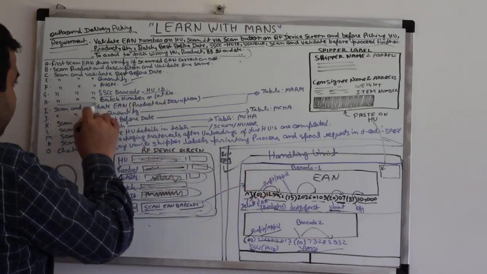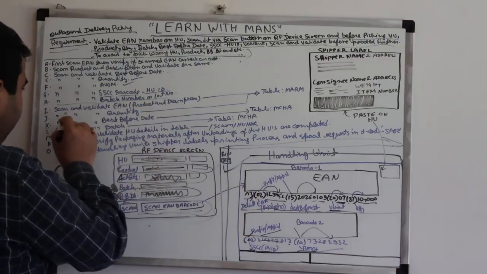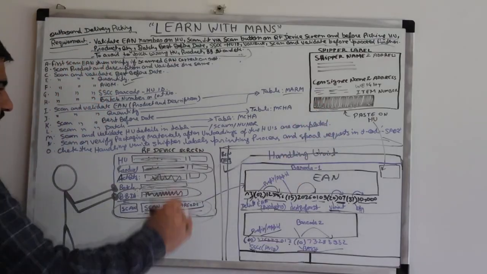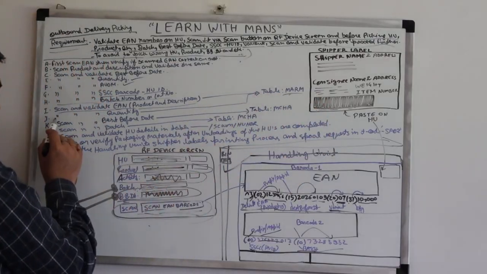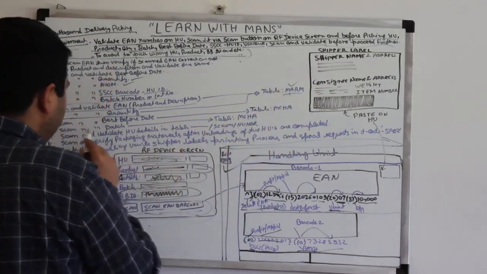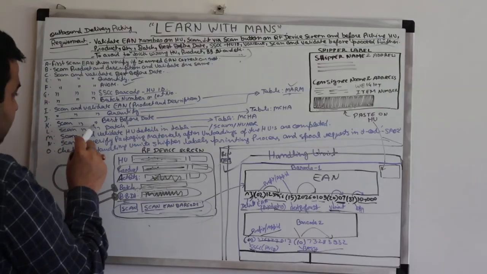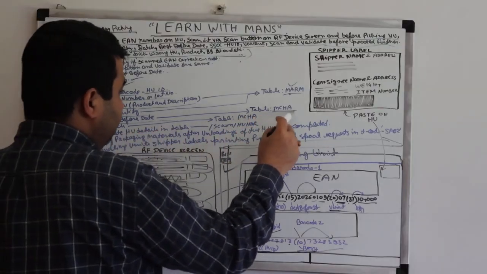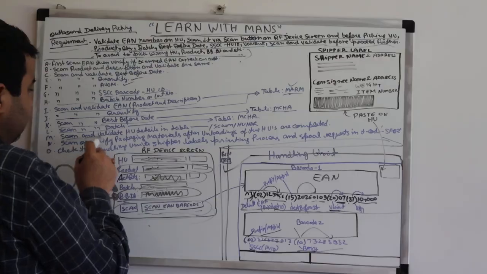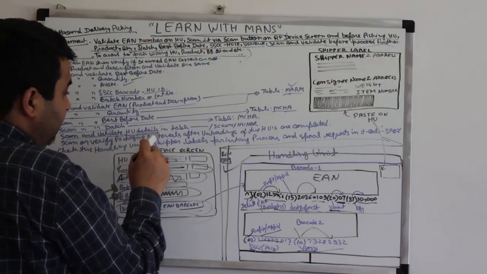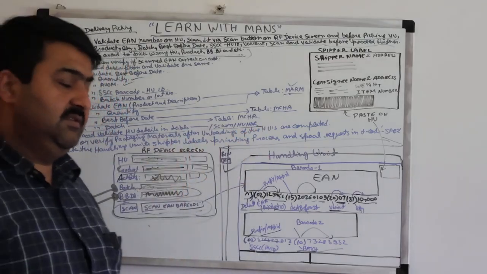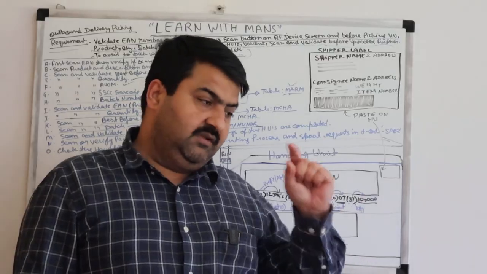Then he will verify, then scan the batch number, lot number, and verify. Then he will scan and validate the EAN, product and description in table MARM. This detail exists inside the MARM table, and the quantity is in the same table. Then he will scan and verify the best before date, which we have in table MCHA, then the batch, MCHA. Then he will scan and validate the handling unit details in the table /SCWM/HUHDR.